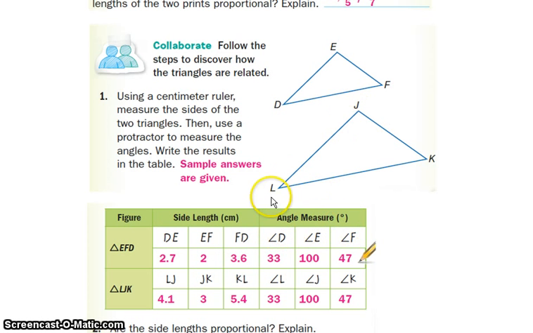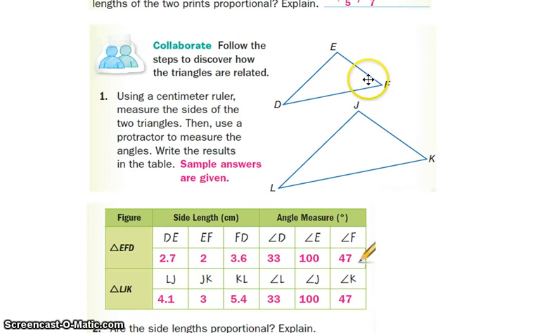Now, if we take the bigger triangle, triangle LJK, we can see that the angles are congruent. Do you see how the angle measures are the same? But just because the angle measures are the same does not necessarily mean that they are similar. Their side lengths have to be proportional. So what we need to do is check out the side lengths. DE corresponds with JL. So we have 2.7 over 4.1. We're going to make that a fraction and reduce it.